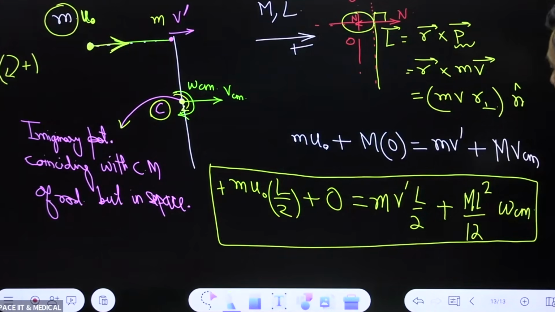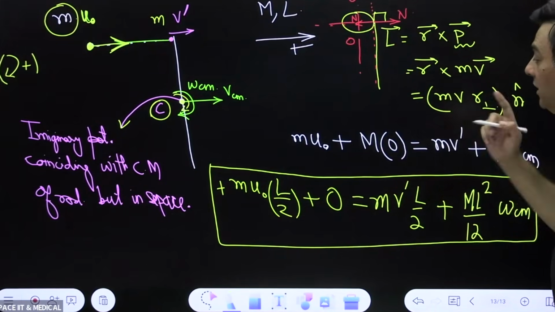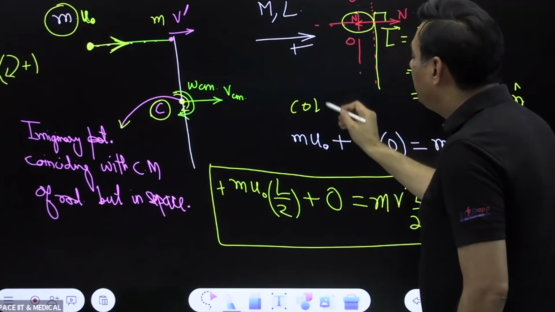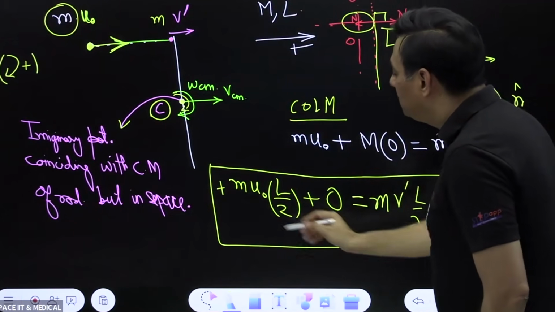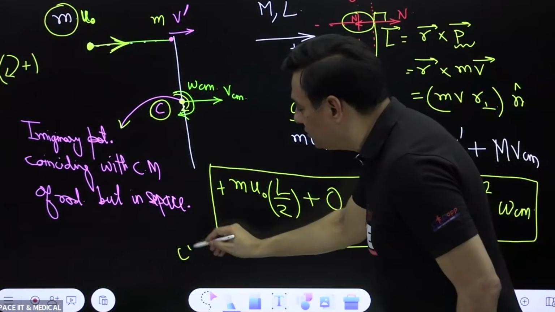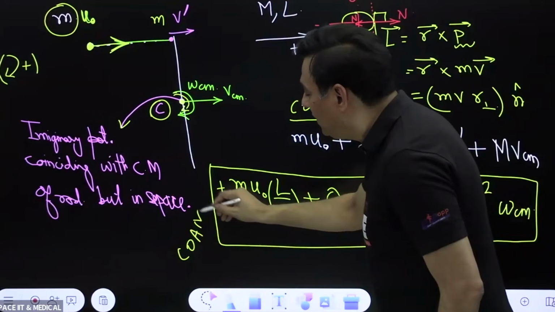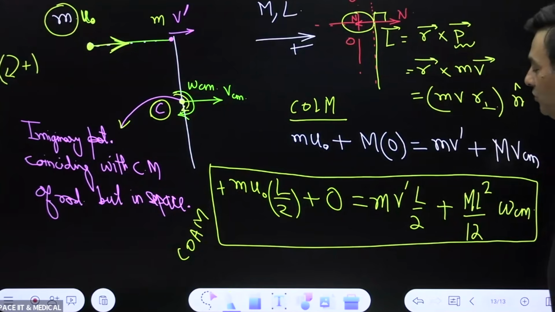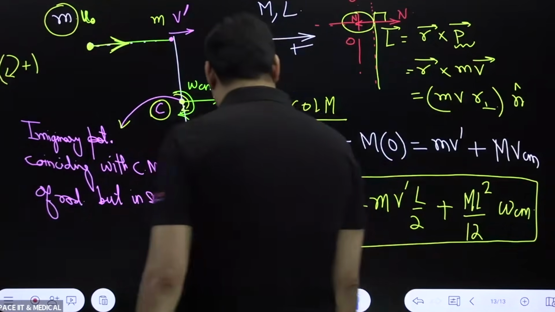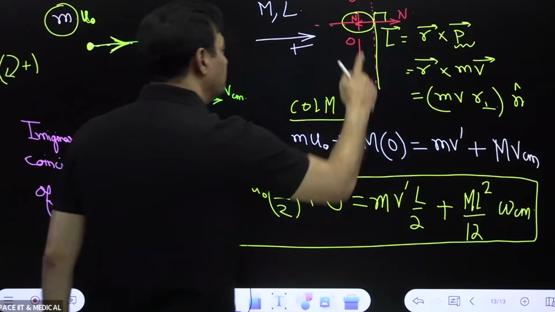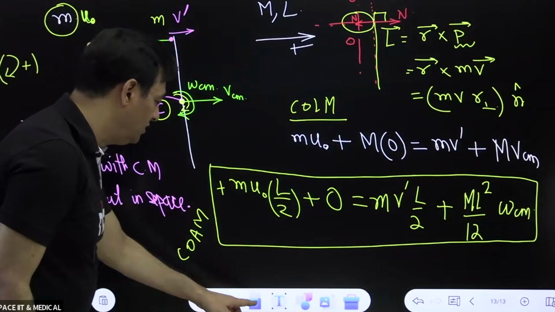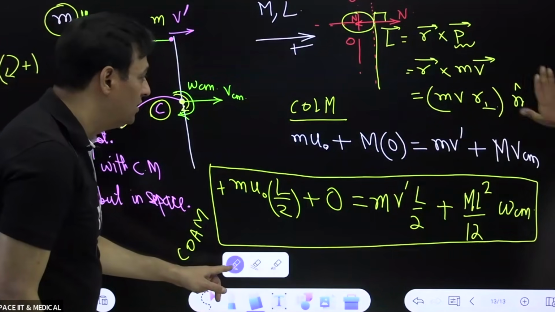Now, coming to the third equation. This is conservation of linear momentum. This is conservation of angular momentum. And now the third equation we'll write as coefficient of restitution. How do I write the coefficient of restitution equation? Can you rub this part? How do I write? It will be this.